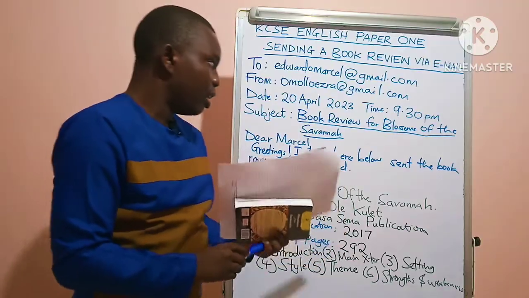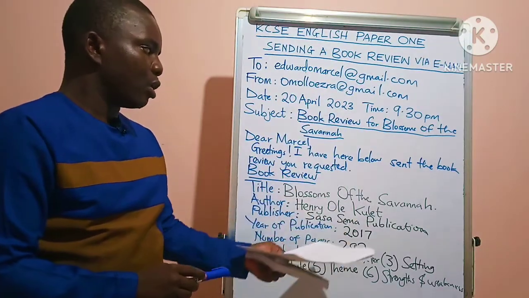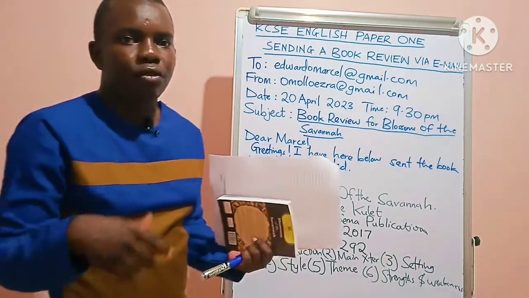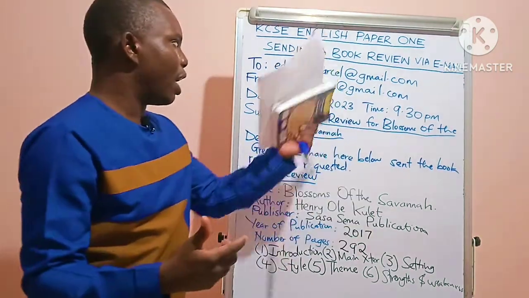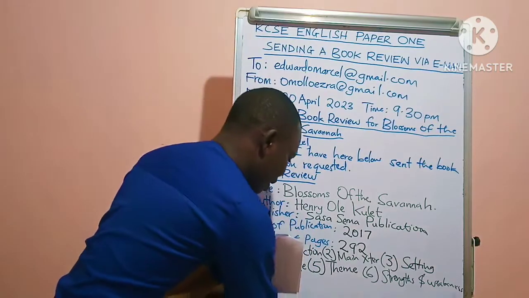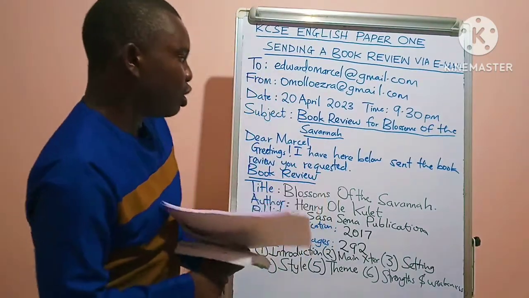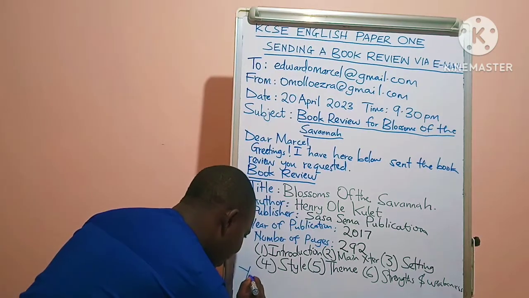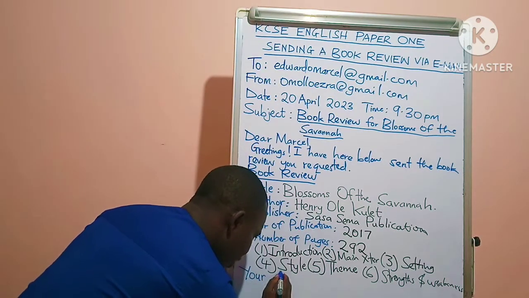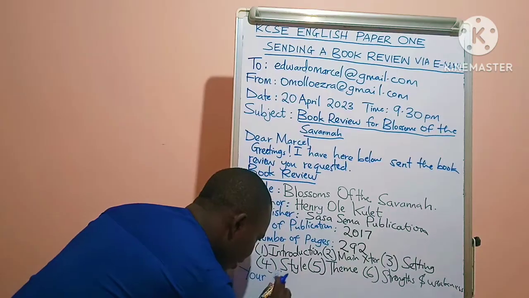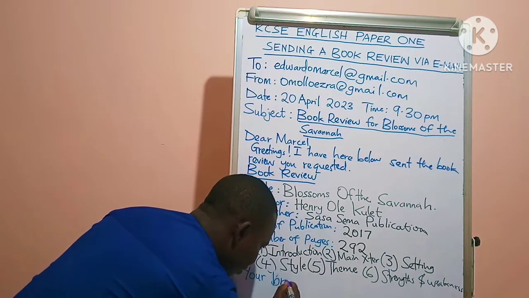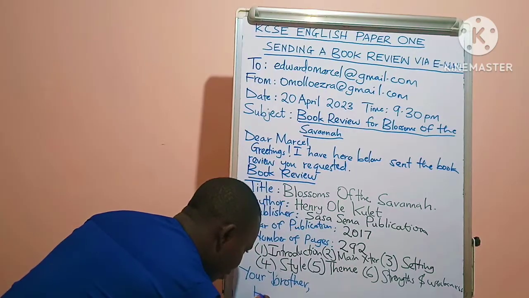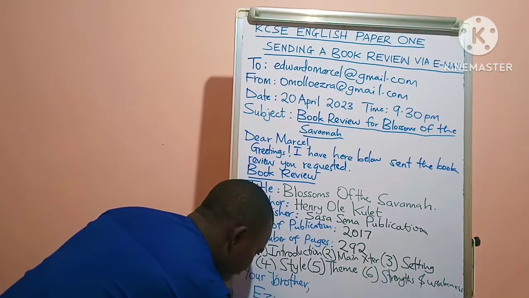Lastly, we were writing the book review as part of the email, so you will have a valediction to your email. And valediction would be a way of signing off. So at the end of the email, you write "Your brother," then you write the name there, like I've just written mine.